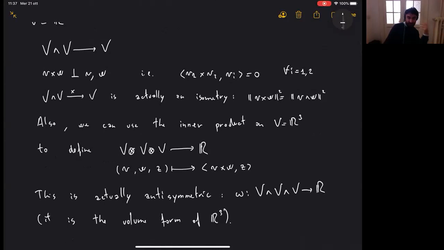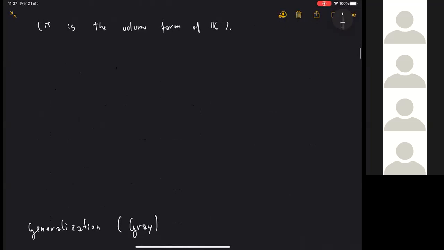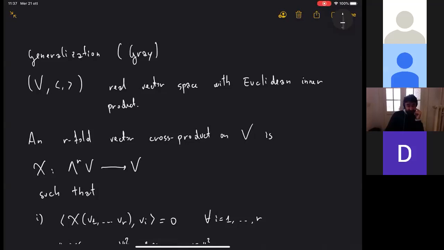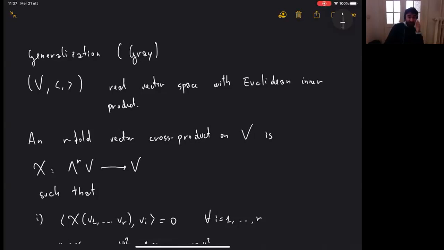an R-fold vector cross product. This definition dates back to the 60s and is due to Gray, and is the following. So we start with a real vector space endowed with a Euclidean inner product. And then an R-fold vector product is some linear map chi from the R-fold wedge product of V with itself to V. So the case of the standard cross product is a twofold cross product.